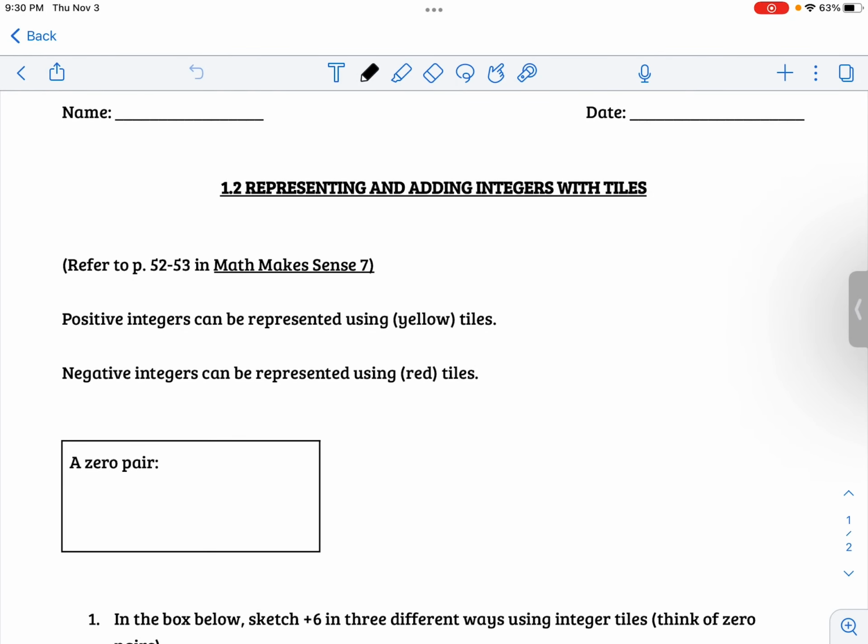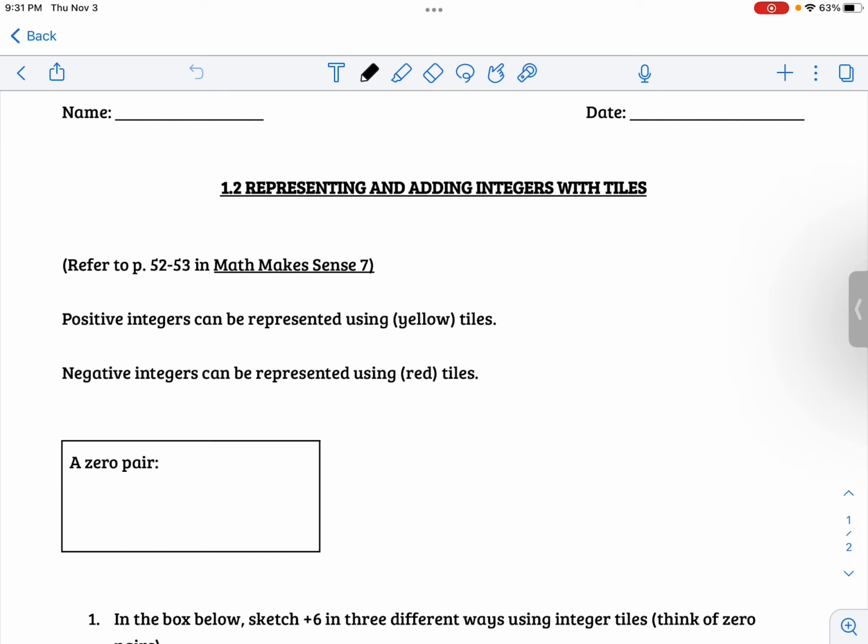You're recording now. This is lesson 1.2 on representing and adding integers with tiles. Before watching the recording, please make sure that you have the 1.2 representing and adding integers with tiles worksheet with you, along with a pencil, and you need either a yellow highlighter or pencil crayon and a red pen or a pencil crayon. So if you need to pause the recording to get those items, please do so now. Otherwise, I'm going to continue.